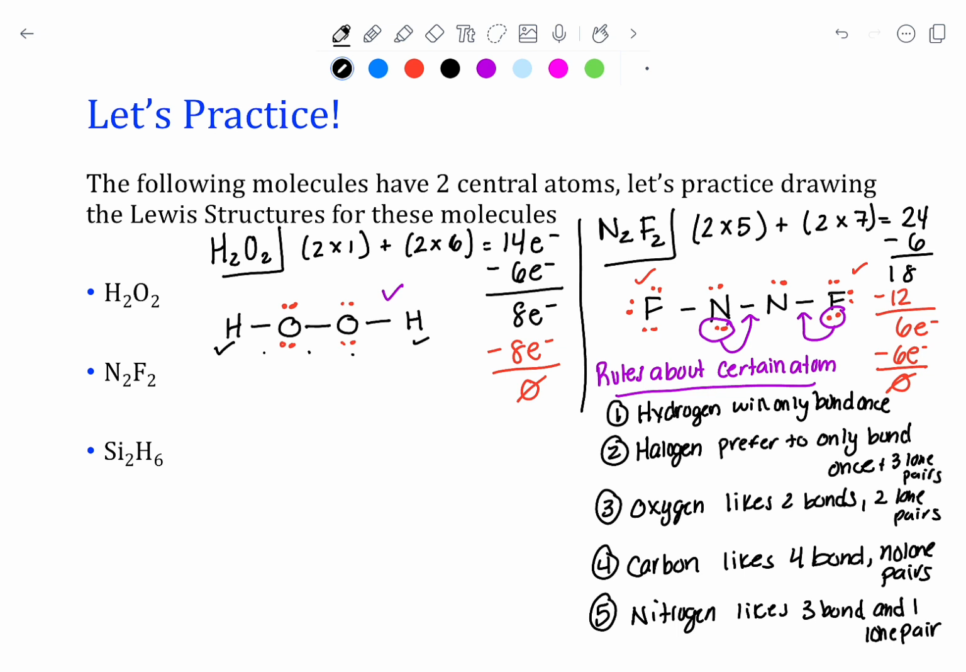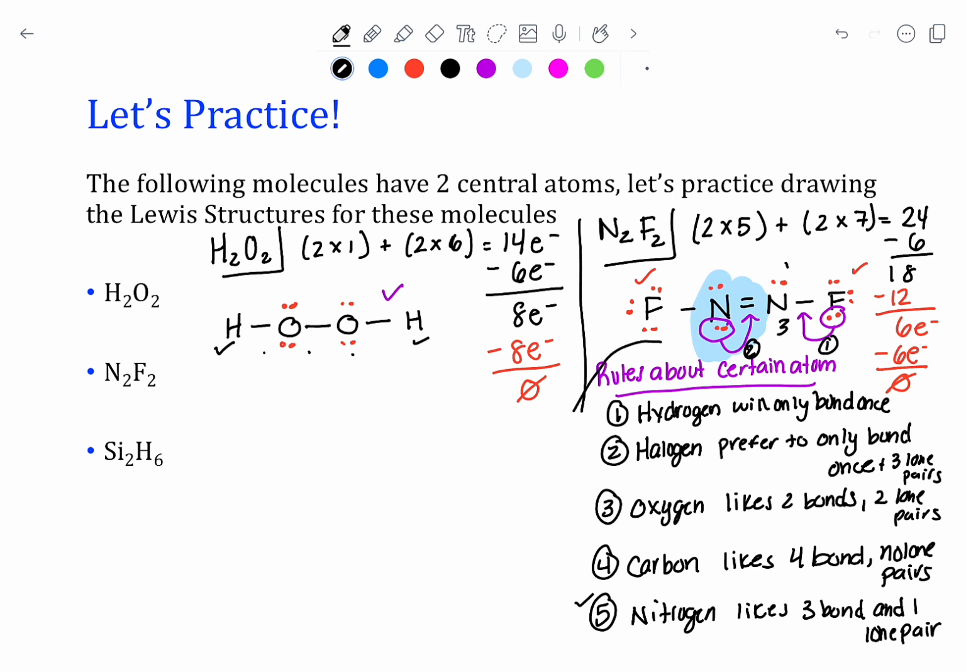Okay, so if we look at our options here, if I were to do this first option, that would mean that my fluorine would have a double bond. It would have 2 bonds and 2 lone pairs, which is not what it prefers. If I use my second option, I would have a double bond between my 2 nitrogens. Each nitrogen would then have 3 bonds and 1 lone pair, which is what it prefers. So we are going to go with option 2.